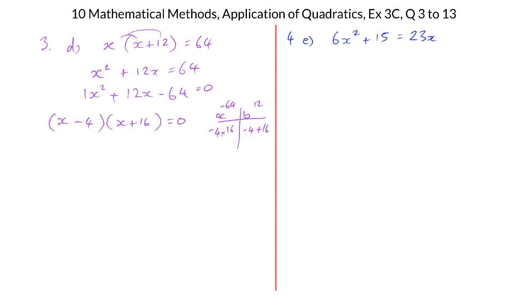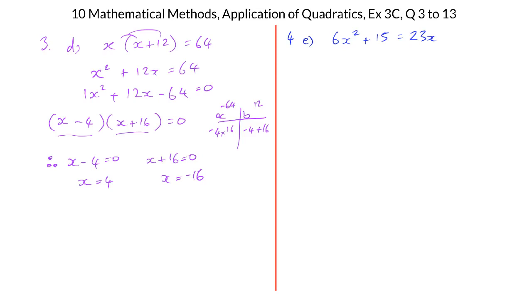The question said to solve, so therefore either x minus 4 is 0 or x plus 16 equals 0. So there's two solutions. So therefore x minus 4 equals 0, x equals 4, and x plus 16 equals 0. So x will equal negative 16. So when it's a monoquadratic, it's actually a fairly simple task.